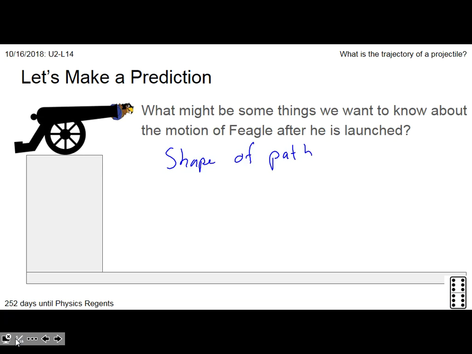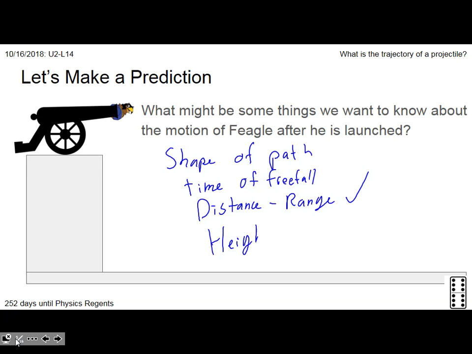Table 2. Table 3. The distance that he's going to be launched. The fancy word for that is the range. Table 4. Distance, awesome. Table 5. Okay, so height. Table 6. The height, cool. Table 7. And table 8. Distance, okay?